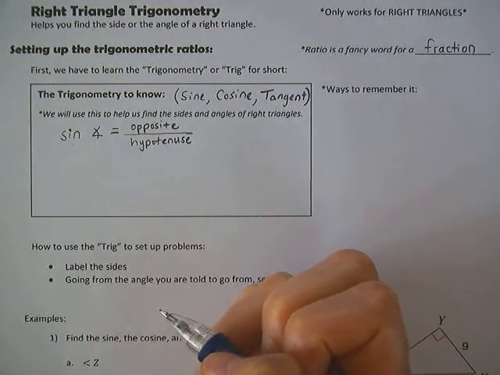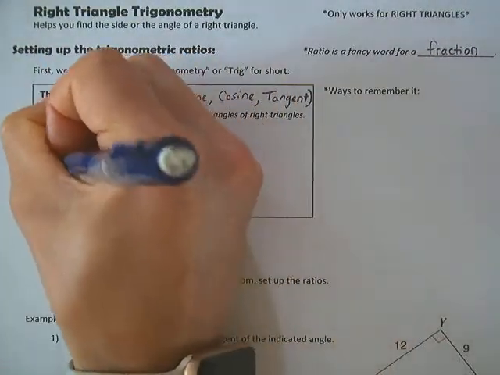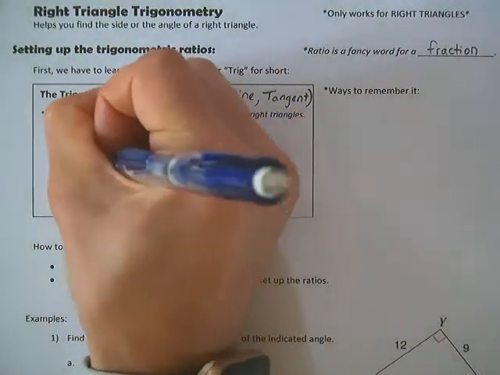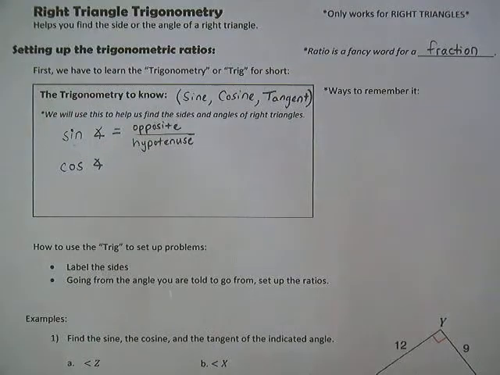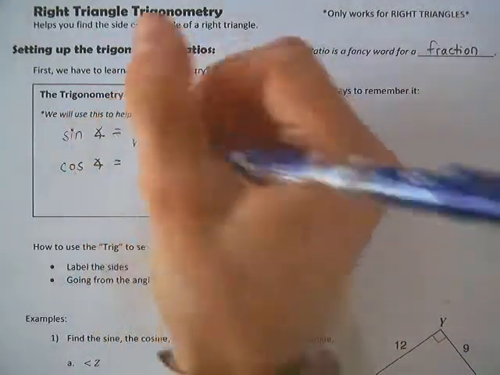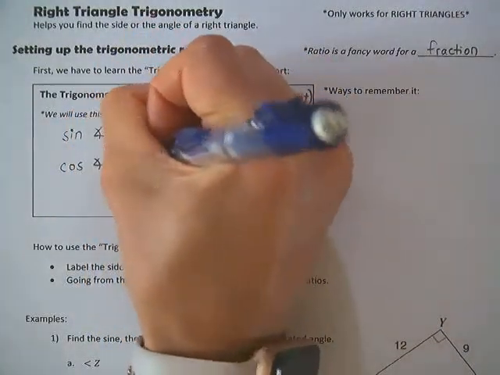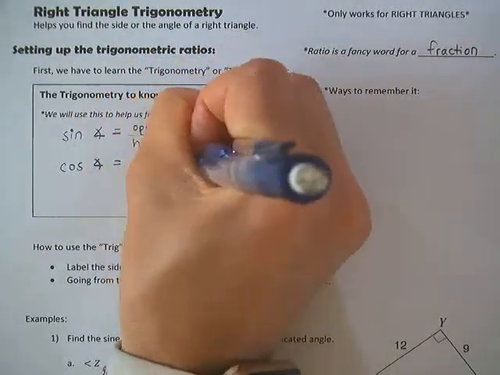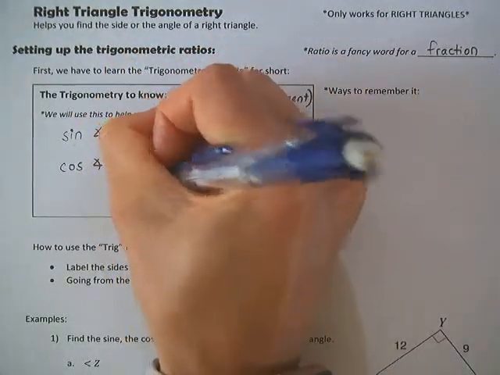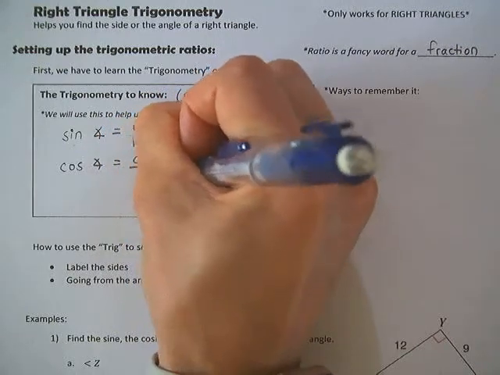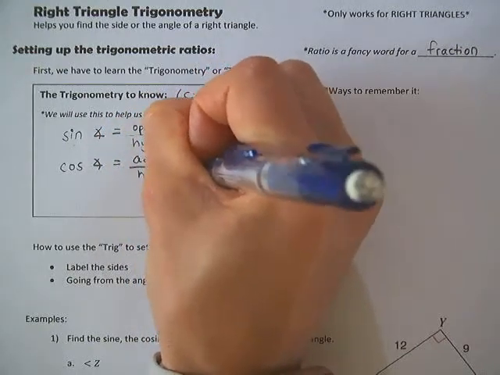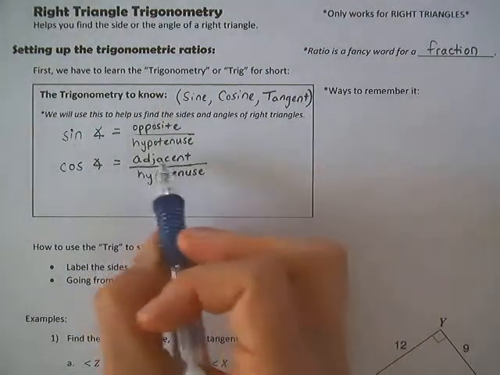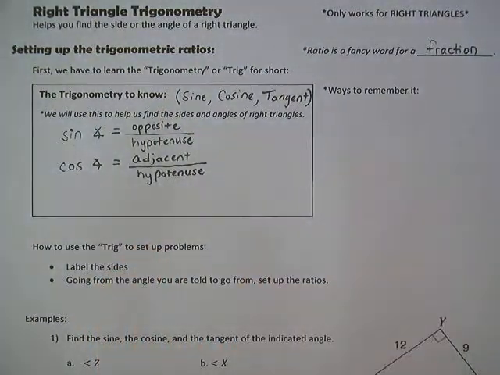The cosine: what you have to memorize about the cosine is, if you take the cosine of that angle that you're standing at, it's equal to the adjacent side over the hypotenuse. And what we're dealing with here is the lengths of those sides. So you take the length of the adjacent side over the length of the hypotenuse.